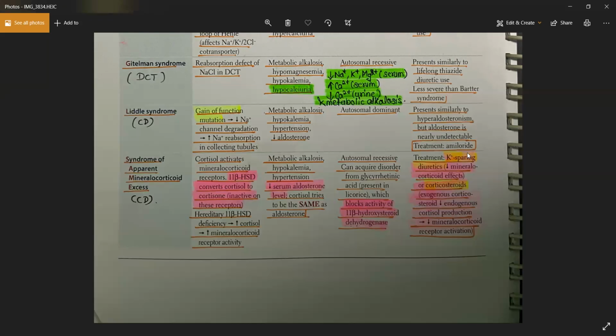Is that okay? Again, you have the syndrome of apparent mineralocorticoid excess. In that case, you have an inactivation of 11 beta HSD, which is an enzyme that converts your cortisol into cortisone. If you go back to the endocrine part, we have discussed this enzyme, how it converts cortisol into cortisone. If this enzyme is not present, you will not have any conversion of the cortisol, right?